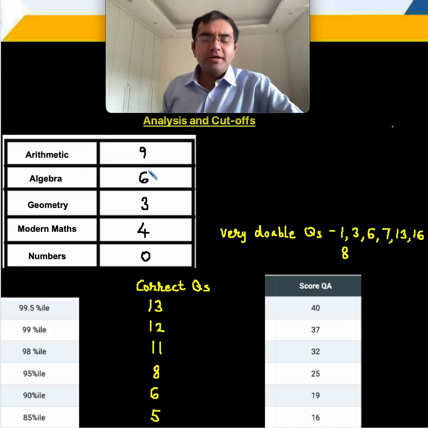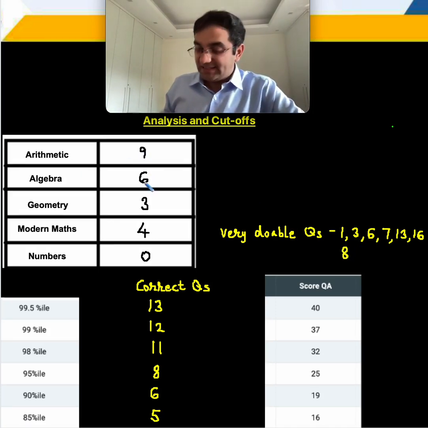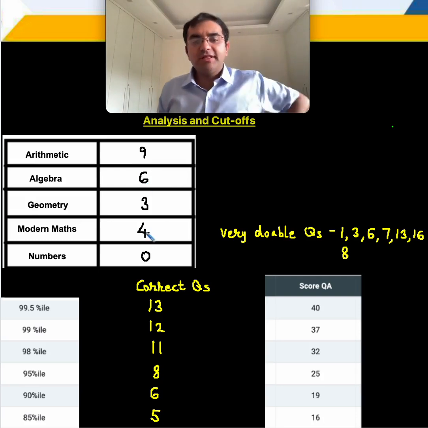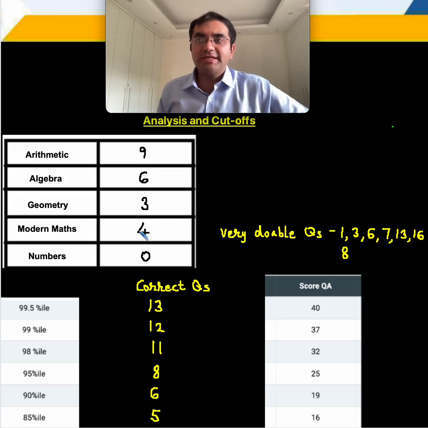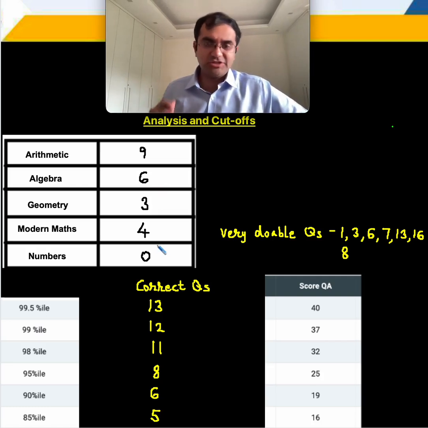This paper contained 9 arithmetic questions and 6 algebra questions. Okay. There were 3 questions from geometry. Modern maths is basically permutations, combinations and sequence and series, with a total of 4 questions. So you can see that by far the representation of arithmetic is almost half of the paper. Algebra is also quite high. There was no question directly from the numbers chapter, but of course certain properties of numbers are always used here and there.